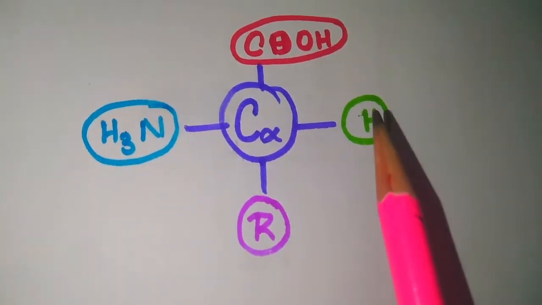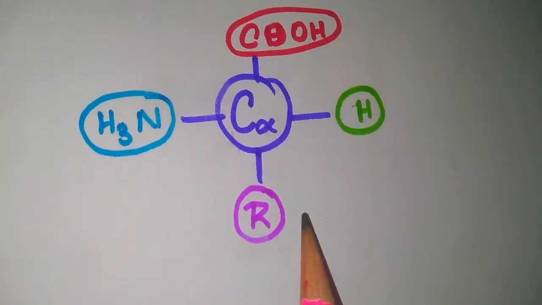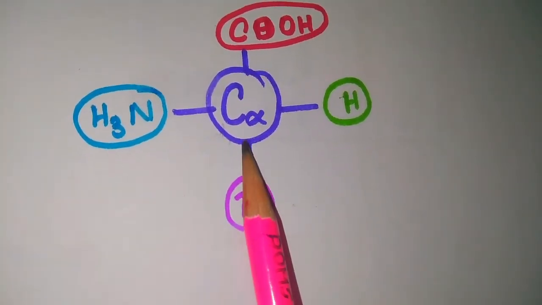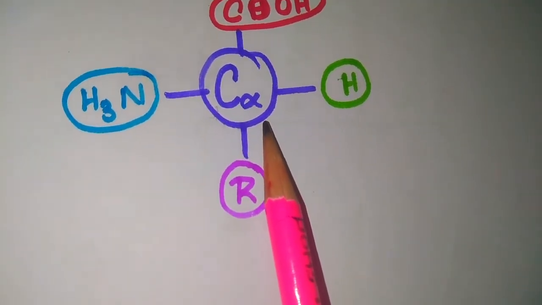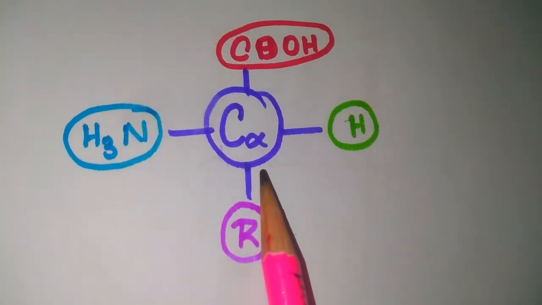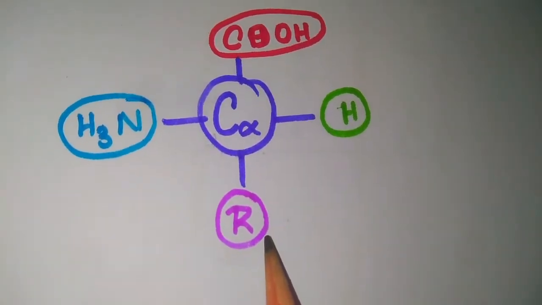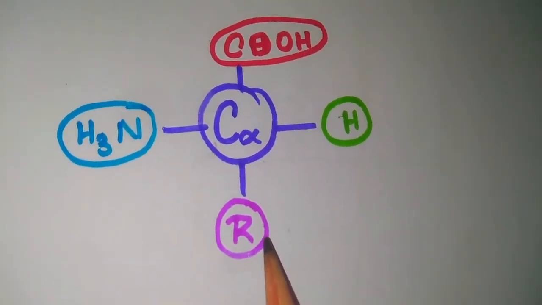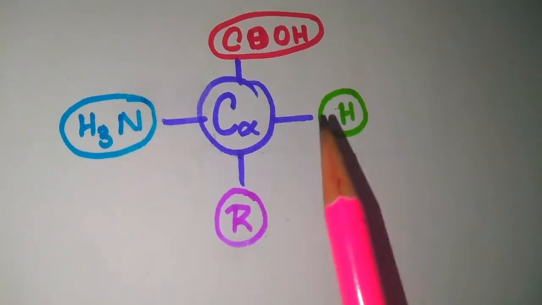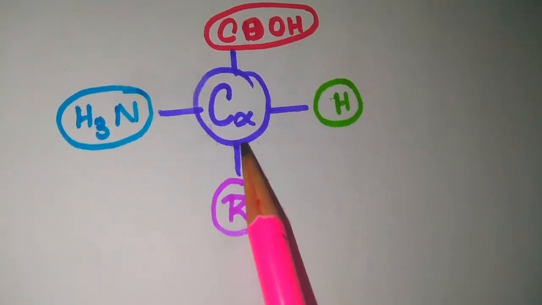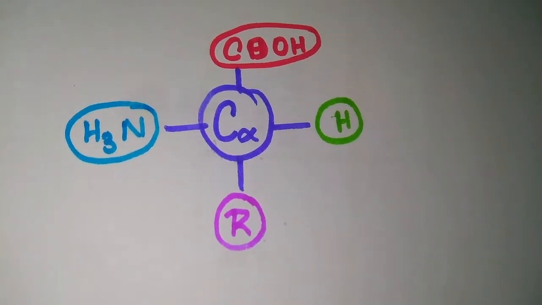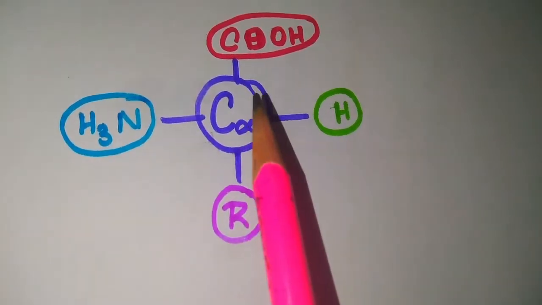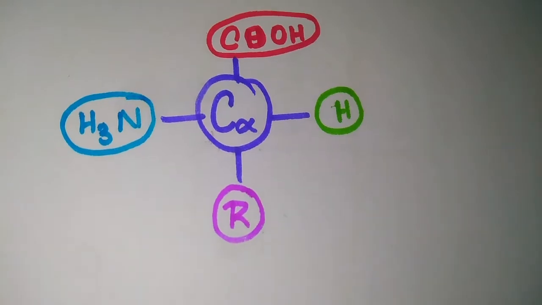Now since all these 4 groups are different, we can say that this alpha carbon is a chiral carbon. But what about glycine? No. In glycine, this R group is replaced by a hydrogen. That is why there are 2 hydrogens attached to the alpha carbon. So it will not be a chiral carbon. But in all other cases for amino acids, the alpha carbon is actually a chiral carbon.